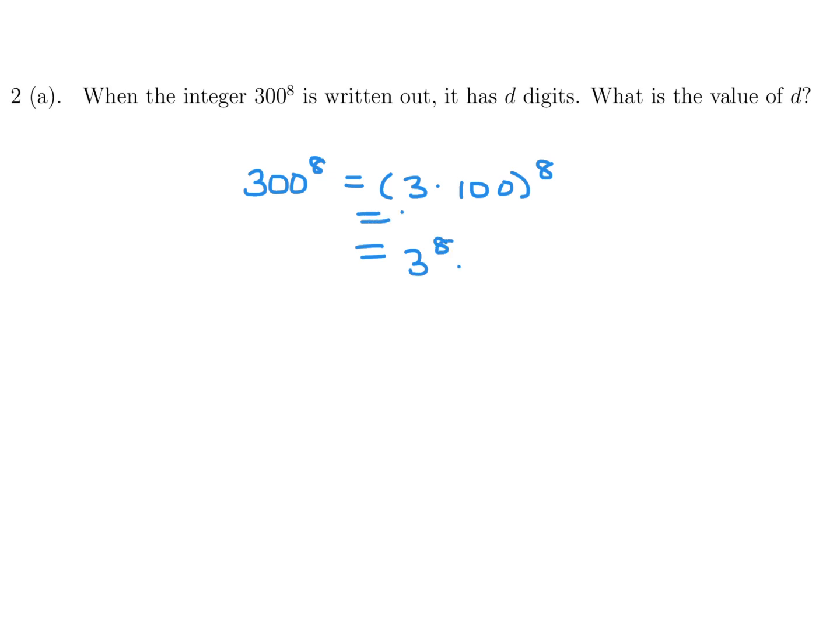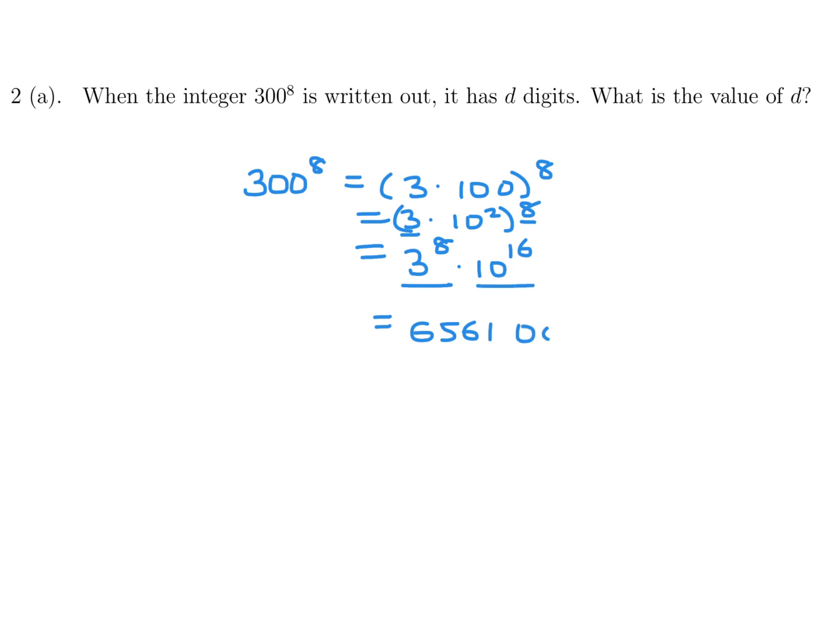Actually, I'm going to break it up further. 3 times 10 squared, all to the power of 8. I think that'll be more helpful. So there'll be 3 to the power of 8, and then 10 squared, you'd have to multiply the exponents, right? So it'll be 10 to the 16. Okay, so 3 to the power of 8 is 6561. That takes care of this guy.